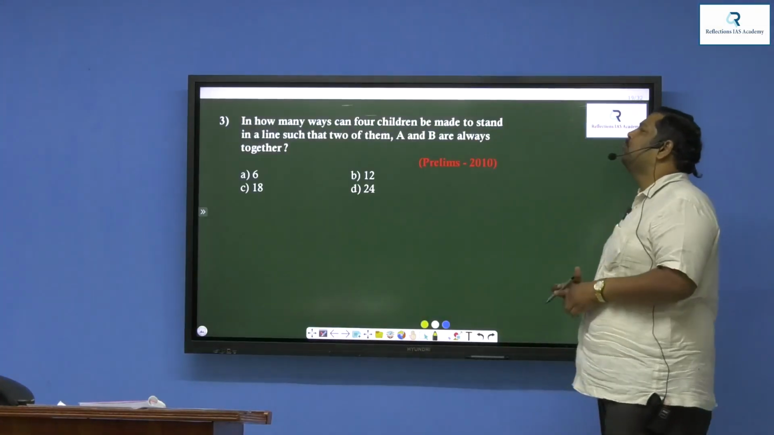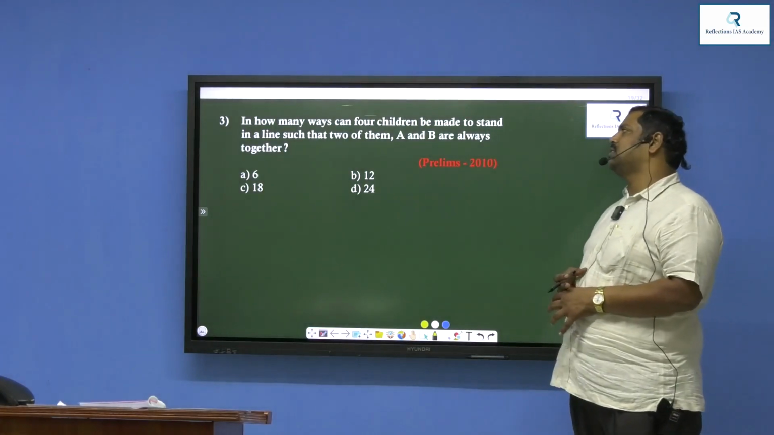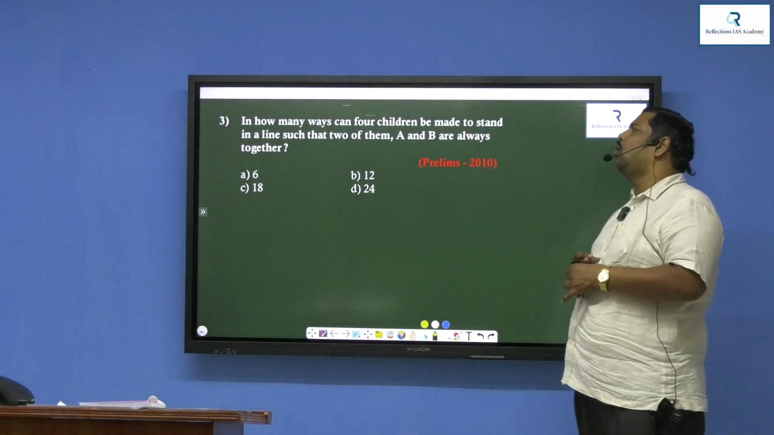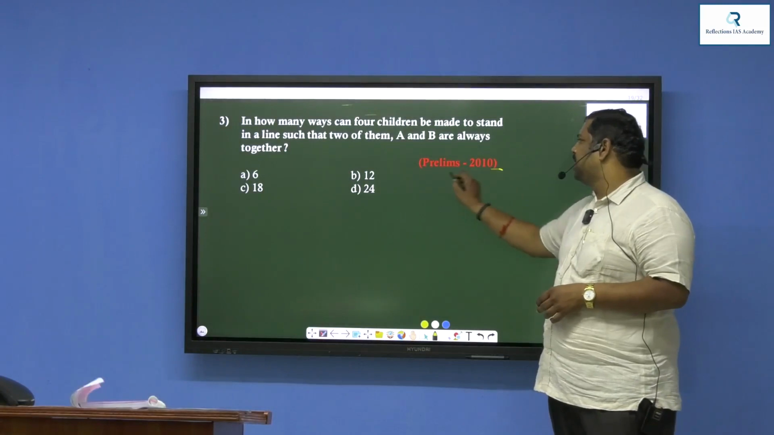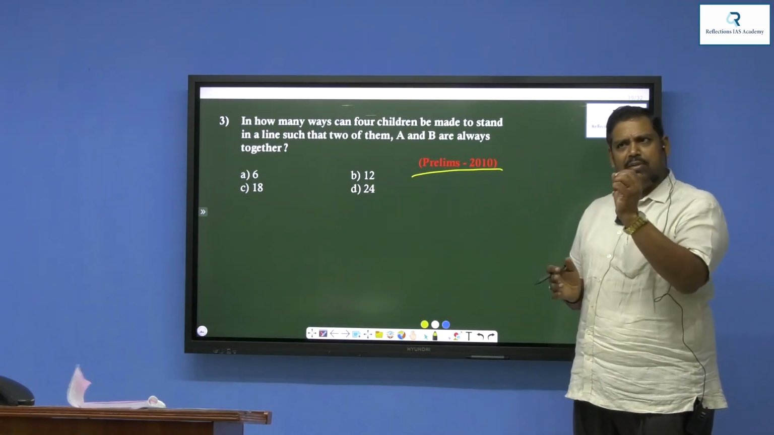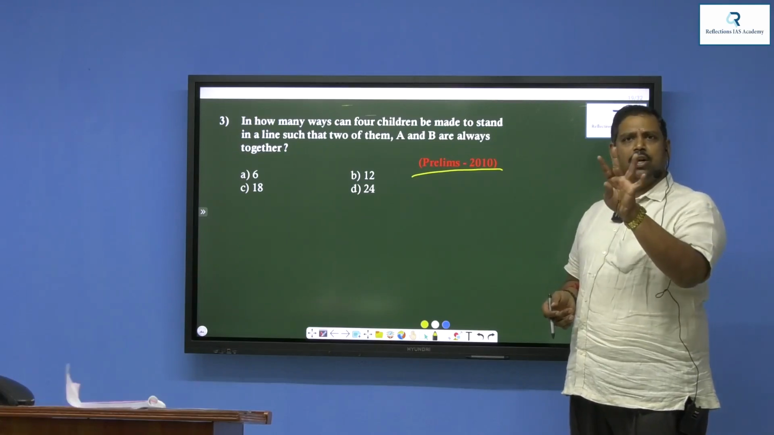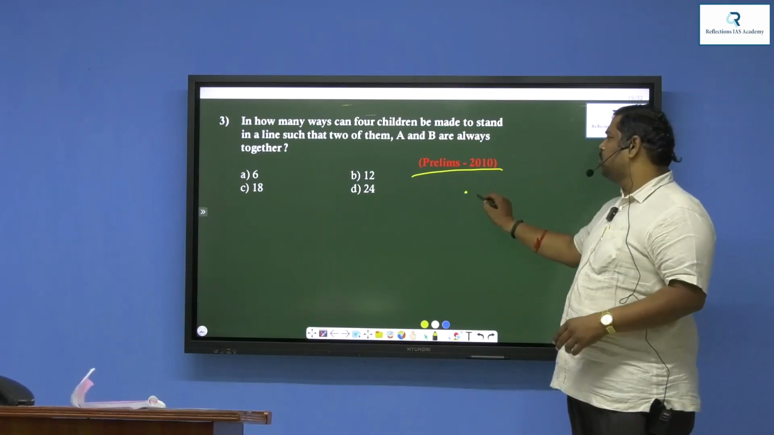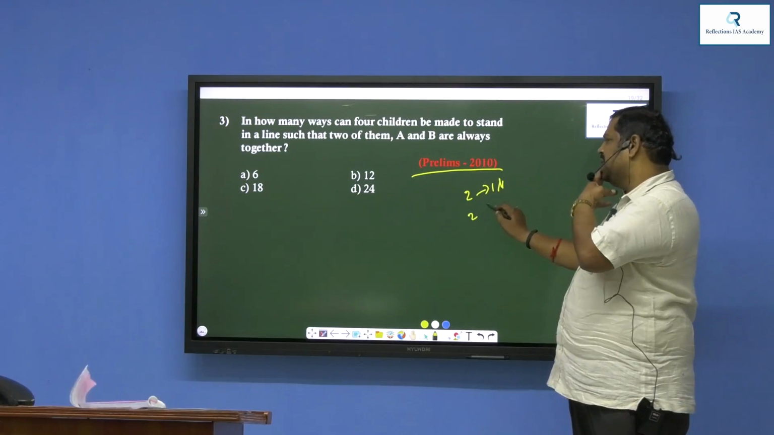In how many ways can 4 children be made to stand in a line such that 2 of them, A and B, are always together? So it says prelims 2010 question. Now tell me, is this a serious question or fundamental level question? 4 members, 2 should always come together. Those 2 should be 1 unit. Remaining 2 should be 2 units.